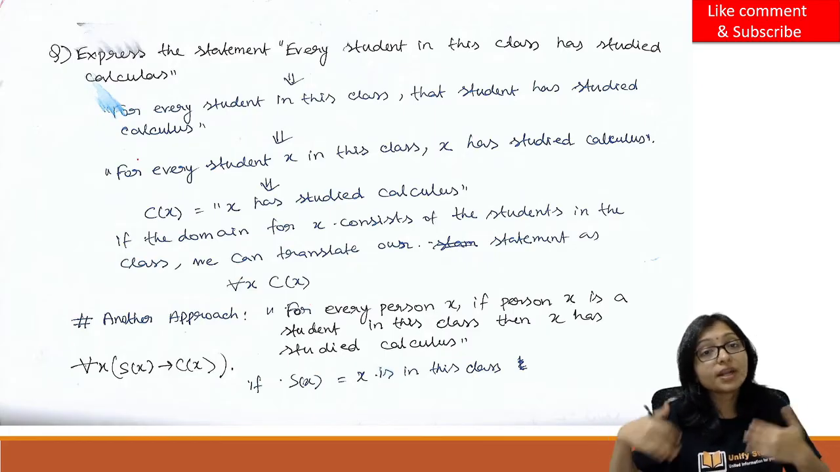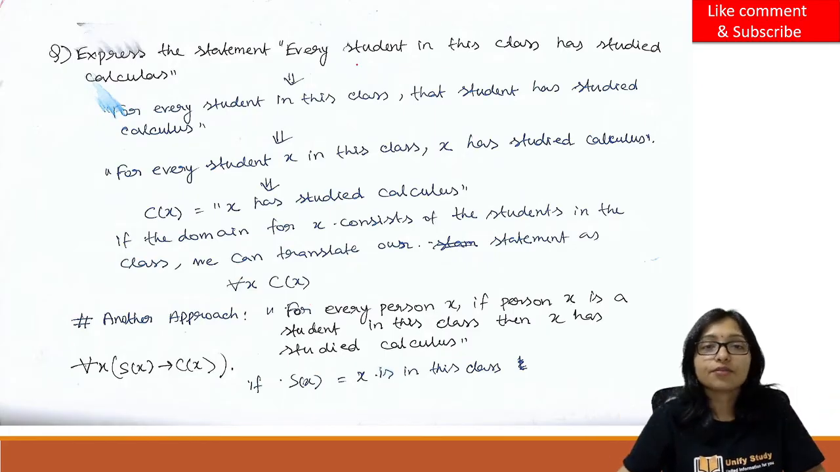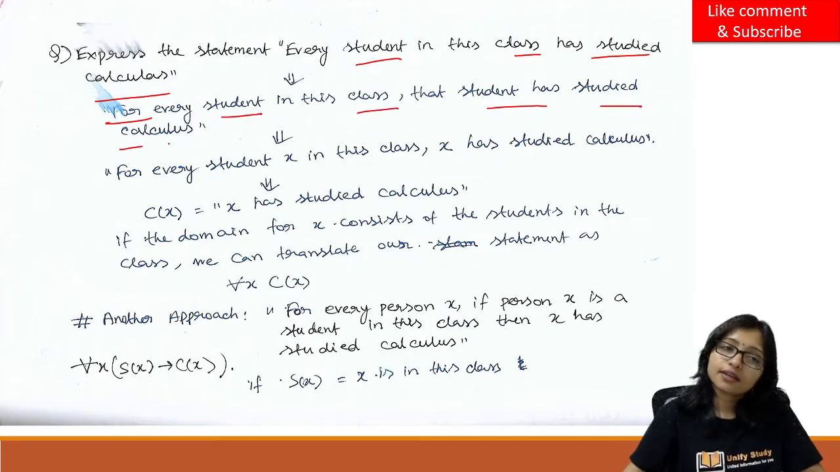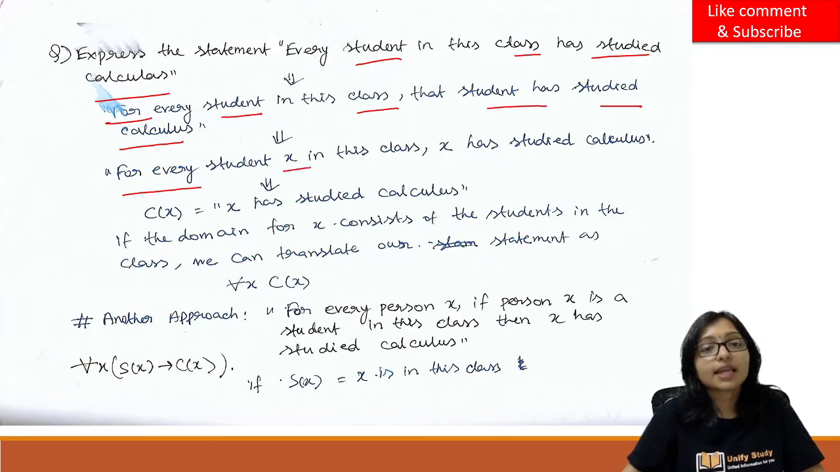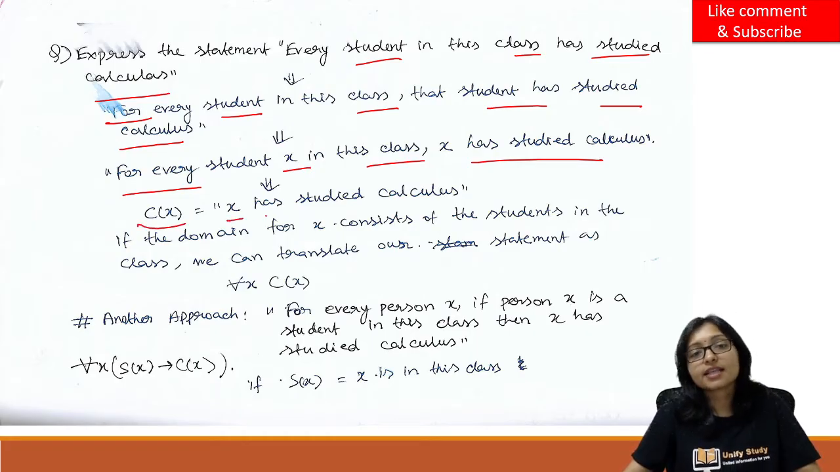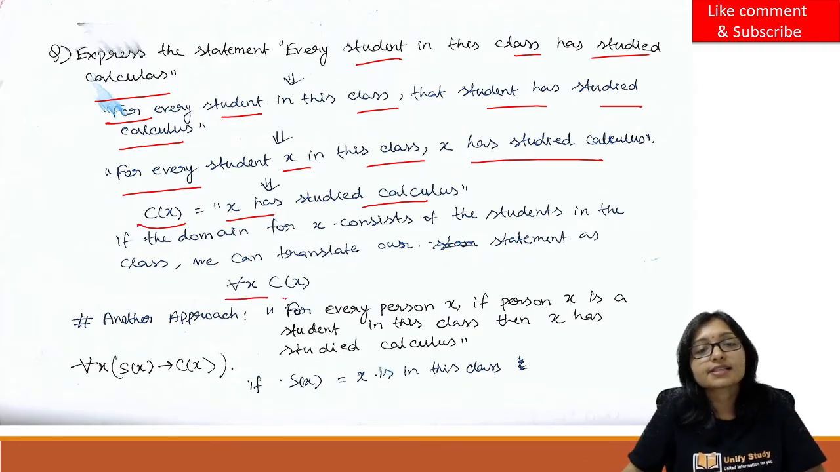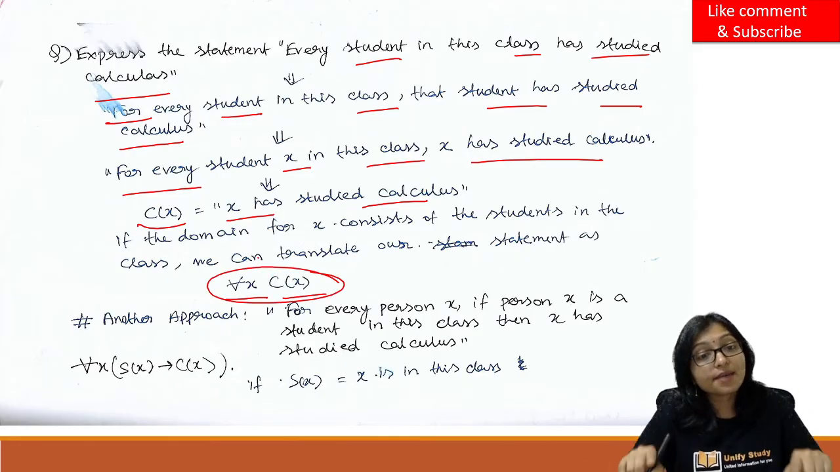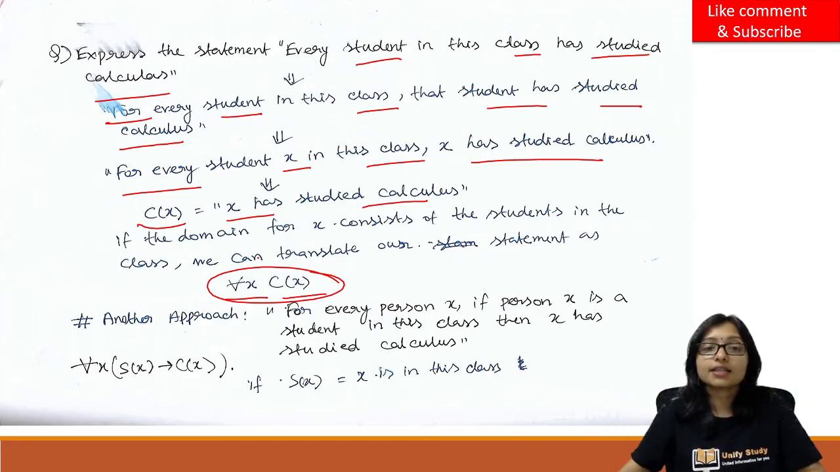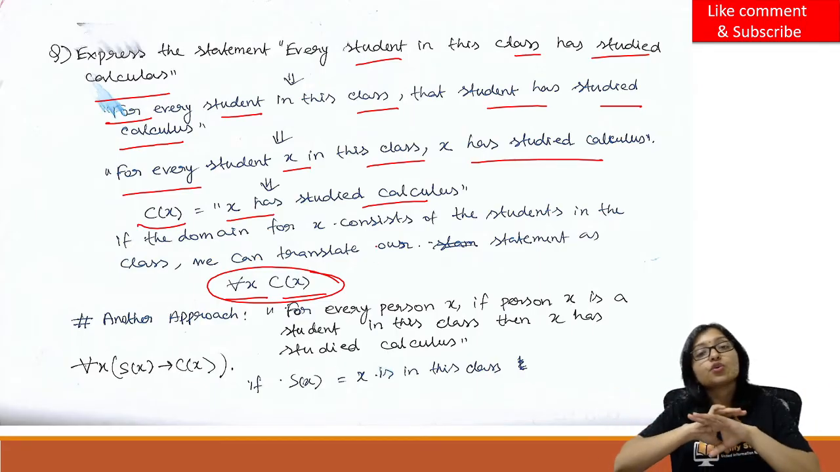So in many different ways we can express that every student in the class has studied calculus. The same thing we can express as: for every student X in the class, X has studied calculus. So if I say Cx is the predicate that X has studied calculus, then how to represent it? For all X, Cx.